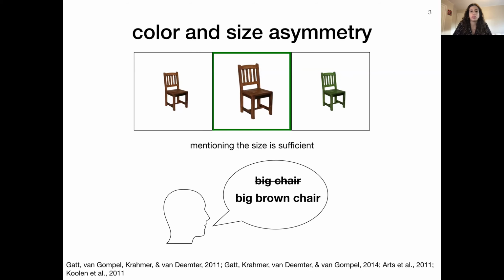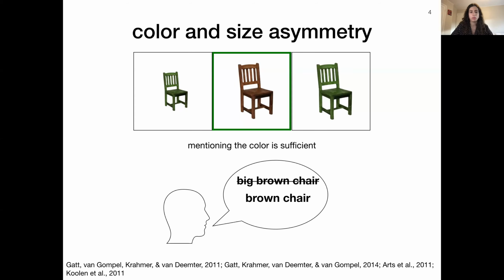And there are systematic differences in these over-modification patterns observed for different types of adjectives like size, color, and material adjectives. So when size is sufficient for unique reference, speakers commonly include color adjectives. So in a context like this, to refer to this chair in the middle, a speaker could say the big chair, but they often call it the big brown chair. And the same is not true for size. And here's a context where it's sufficient to mention the color to reference the object in the middle. And in contexts like this, speakers don't tend to mention size redundantly. They would just call this the brown chair and not the big brown chair.